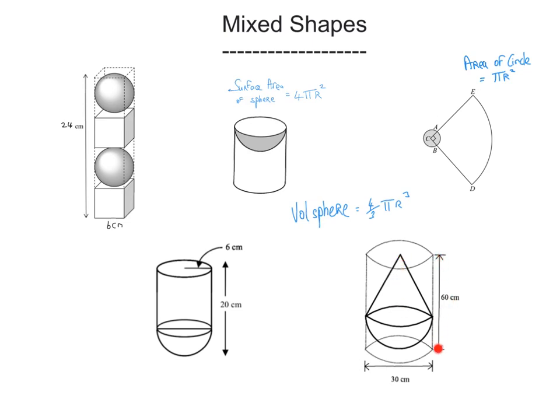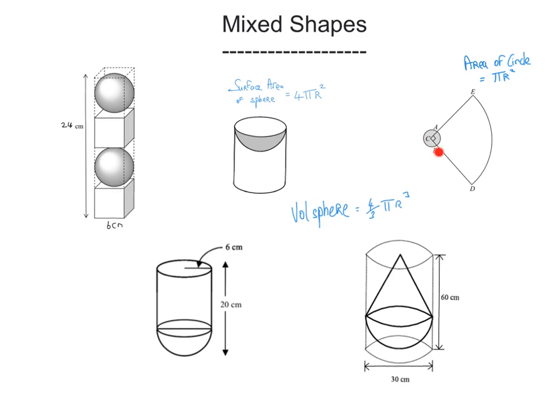The whole thing is 60, so you have to subtract the radius of the hemisphere, which would be half of 30. So subtract 15 from 60 to get the height of the cone, which would be 45. Once you have those details, you can plug them into the two formulas, add them together, and you've solved that problem.